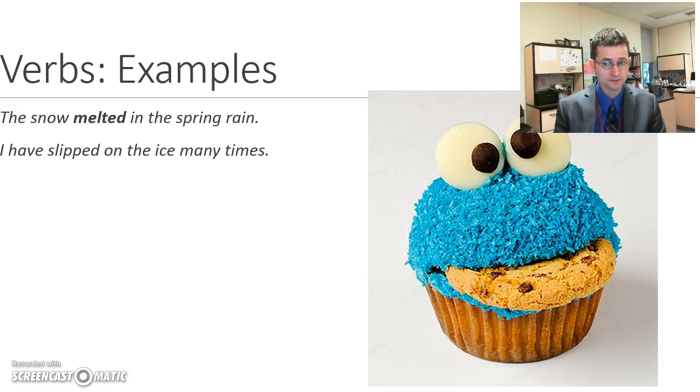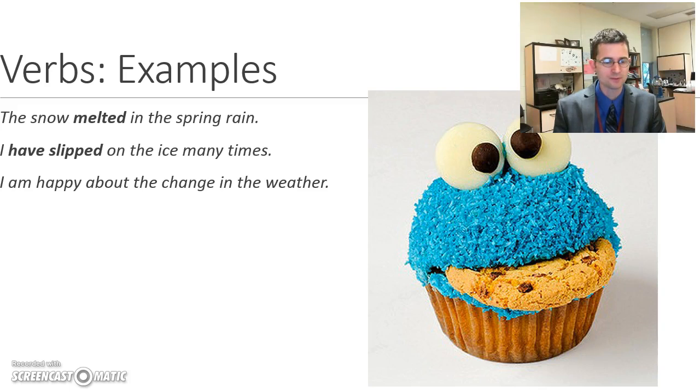Now slipped is kind of the clear action word, but notice that we need a helper with it. You wouldn't simply say "I slipped on the ice." We need that "I have slipped" to indicate the proper sense of time in this sentence. So our verb here is actually both of those words, have slipped.